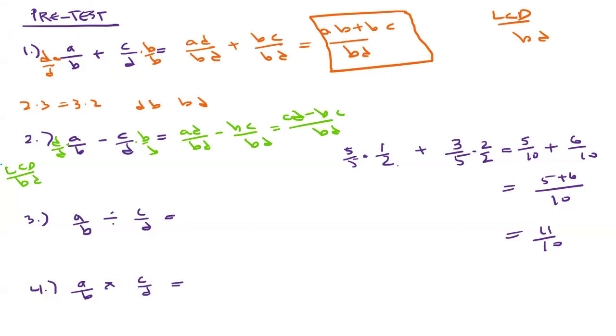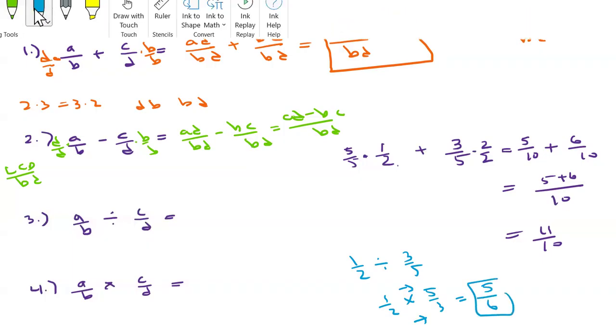So let's go back to our example, 1 over 2 divided by 3 over 5. Again, we're going to keep 1 over 2. We're going to change the division to a multiplication. And then we're going to what? Flip this. 3 over 5 now becomes 5 over 3. And then you just multiply across. 1 times 5 is 5, and 2 times 3 is 6. So we get 5 over 6 there.